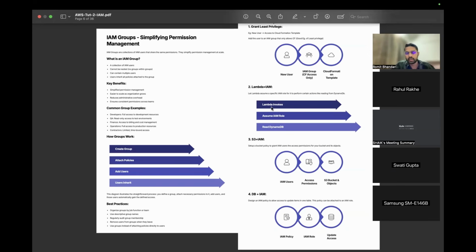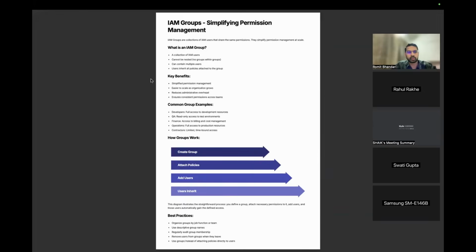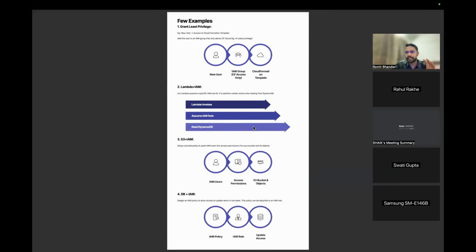And if we look at the different examples, let me do it in single page form. Yes, this is better. This we already saw. Then let's look at a few examples of all the different entities we talked about. So let's say a new user wants to access a CloudFormation template.